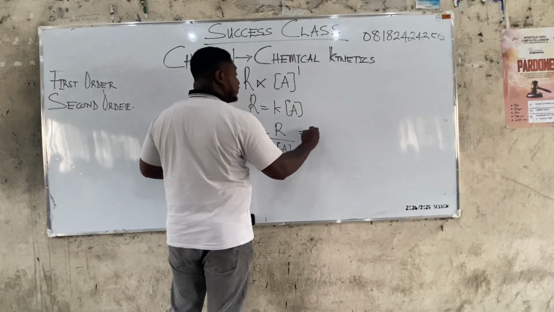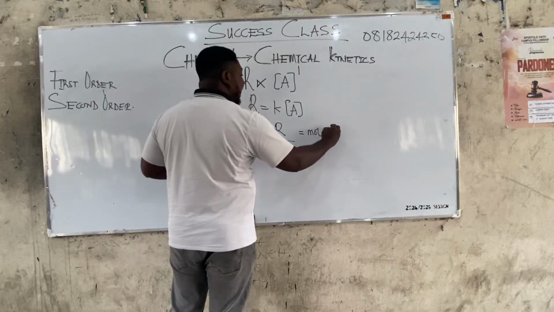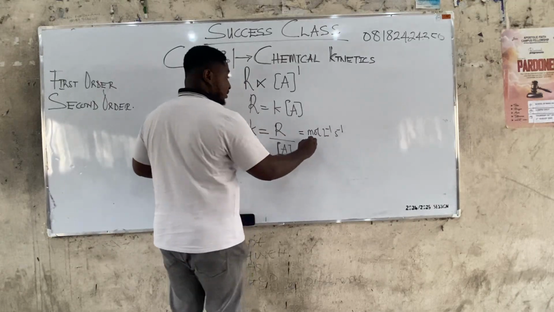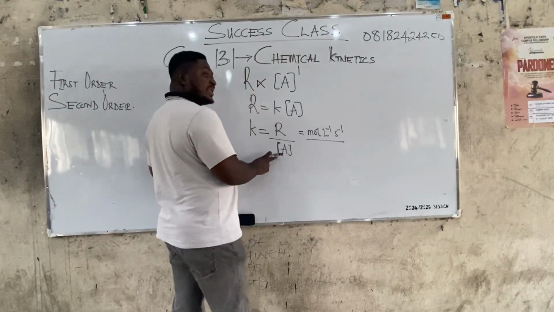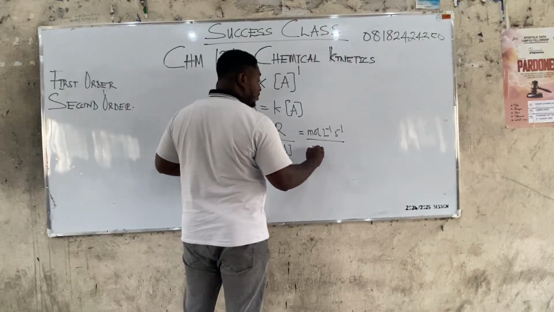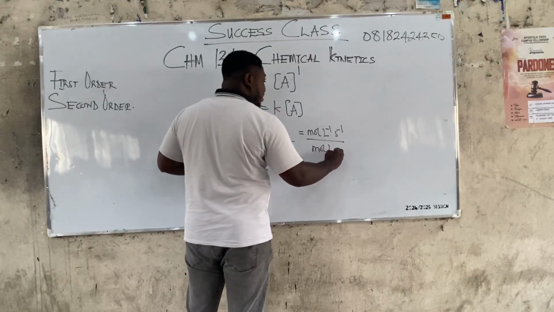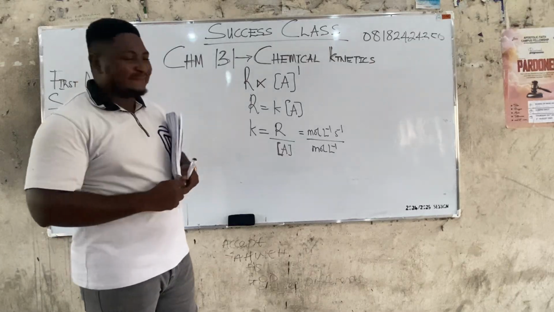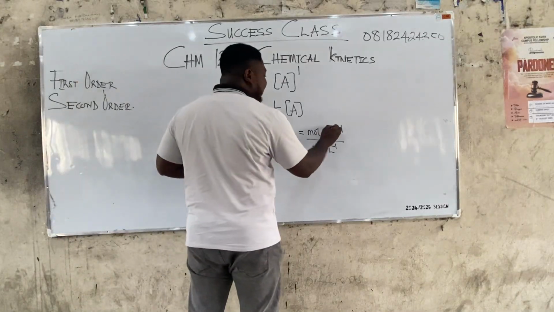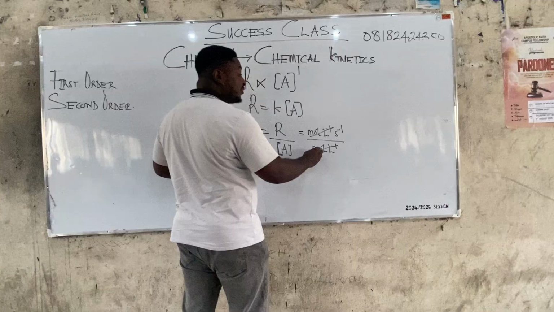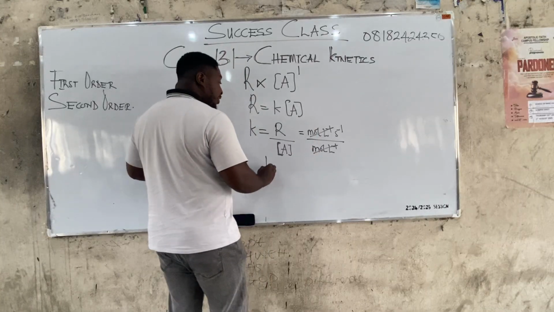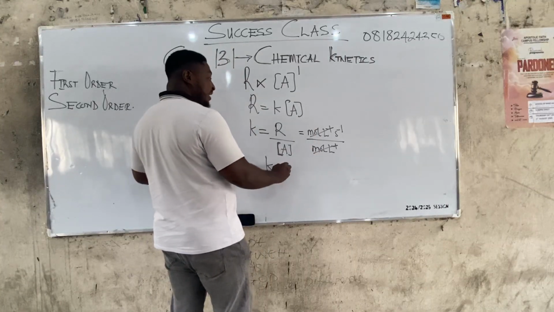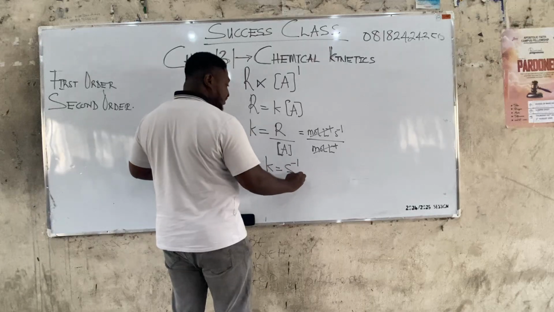Class, the unit for R is mole per liter per second. This symbol here stands for concentration. So what is the unit for concentration? Mole per liter. Concentration does not have per seconds. Concentration is mole per liter. So that by the time mole per liter up here cancels mole per liter down, we are left with only per seconds. Meaning that the unit for the rate constant for a first order reaction is s raised to the power minus 1.